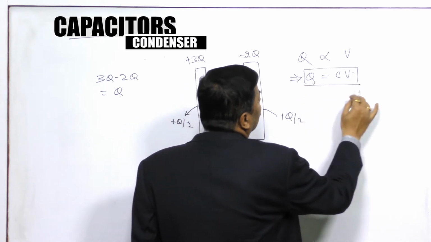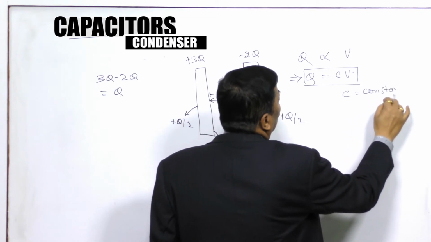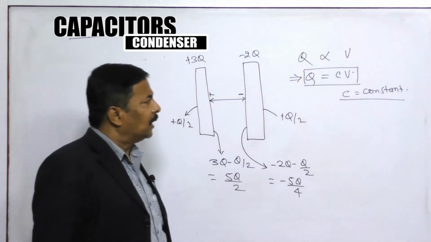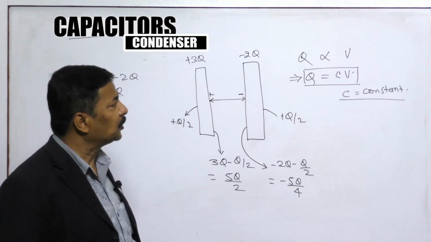Here C is a constant. Right now I am not giving a name to it. Later on we will decide what name should be given to this value C.